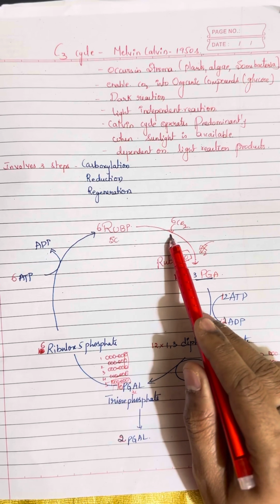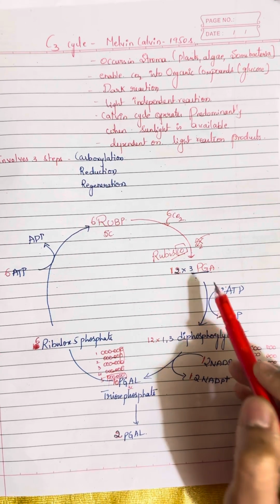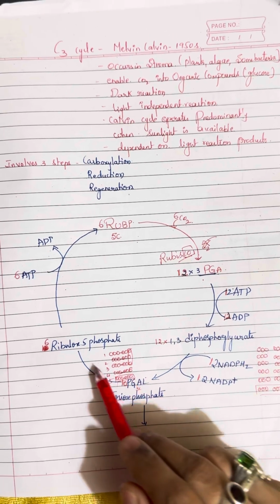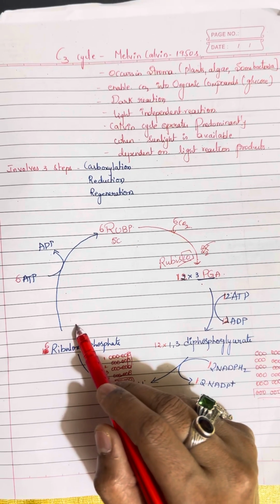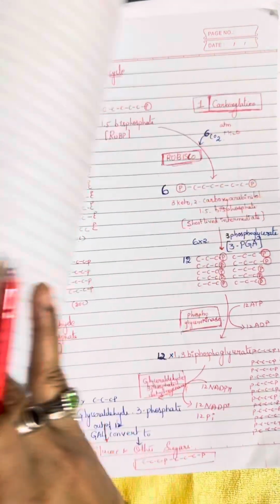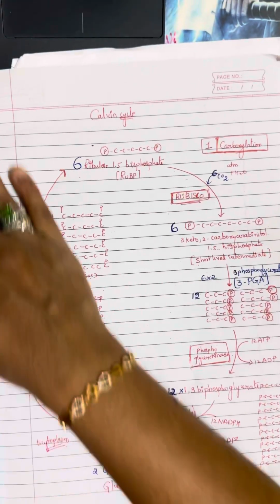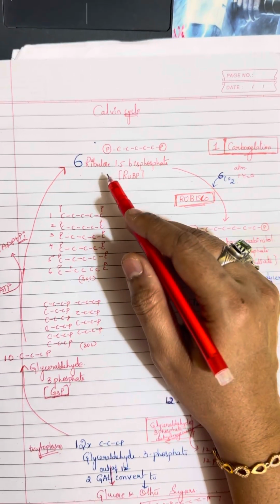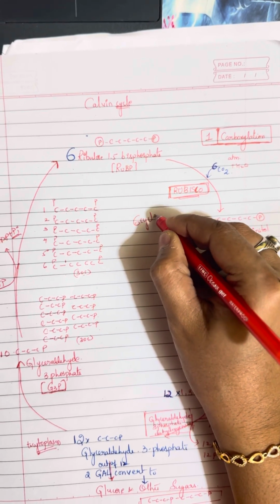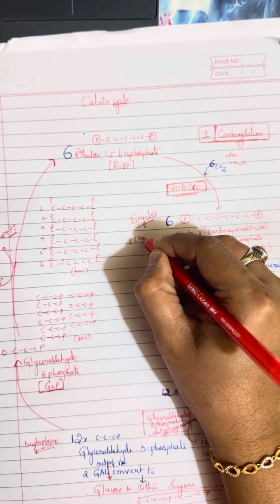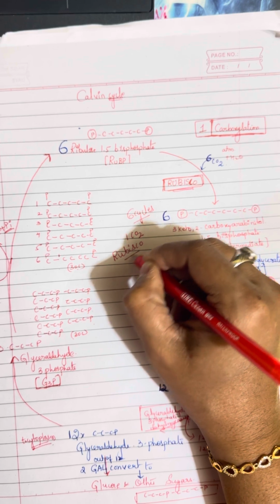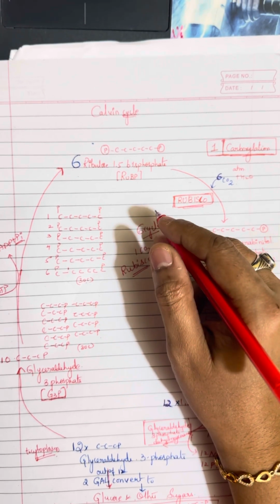Then 5 carbon plus 1 carbon becomes PGA, then diphosphoglycerate, then phosphoglyceraldehyde. Some of the phosphoglyceraldehyde converts again into ribulose bisphosphate. So it is carboxylation, reduction, and regeneration. Let's have a clear look at this Calvin cycle. Generally we require 6 cycles, because every time only one carbon dioxide is fixed by the enzyme Rubisco. For our convenience, we are taking all 6 at the same time.